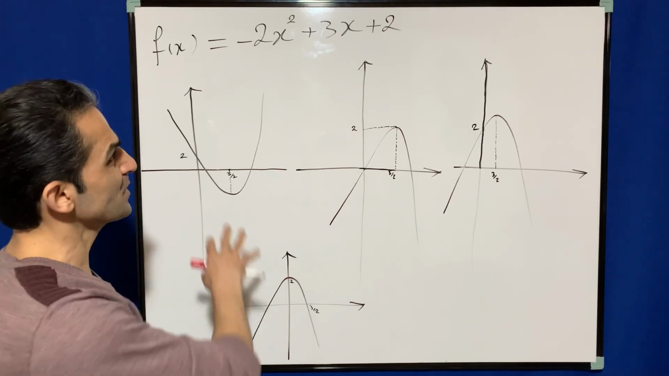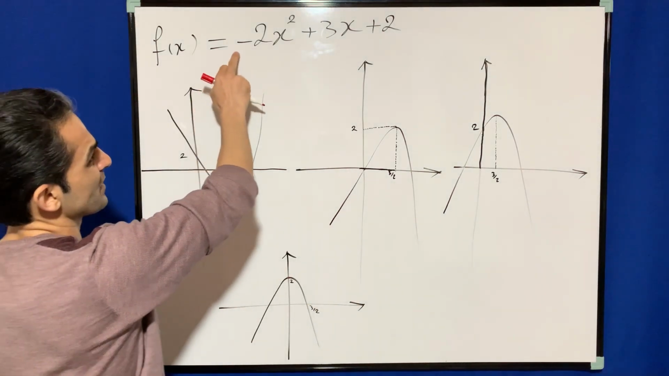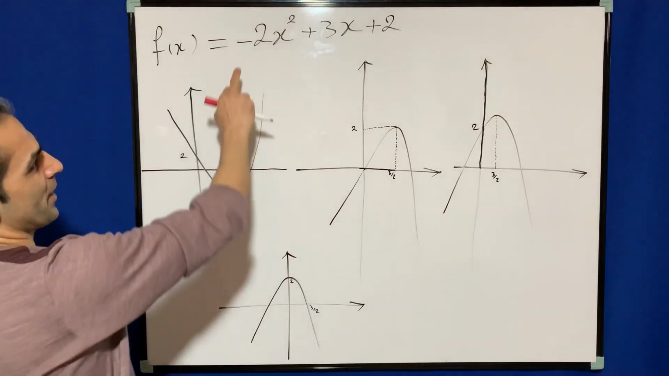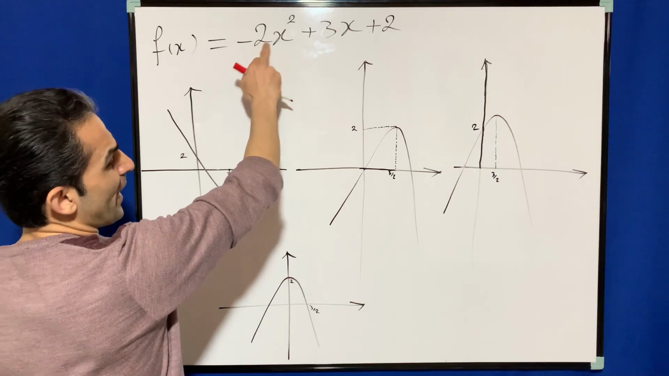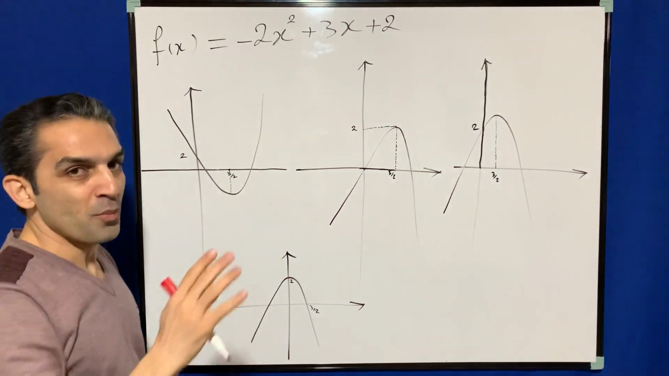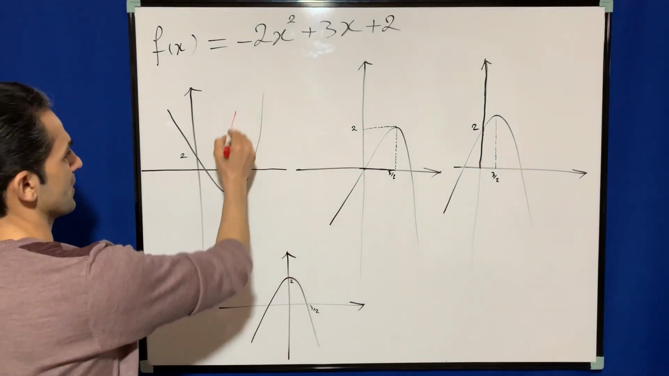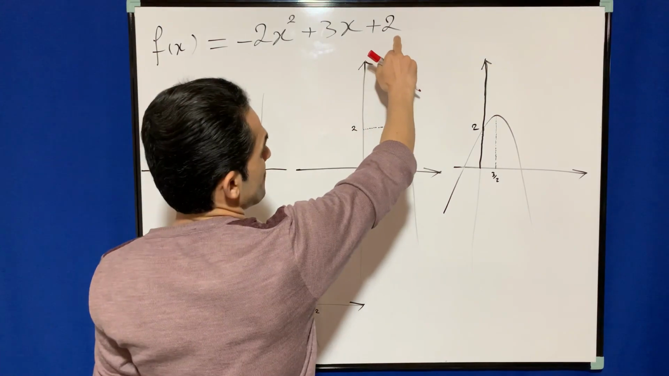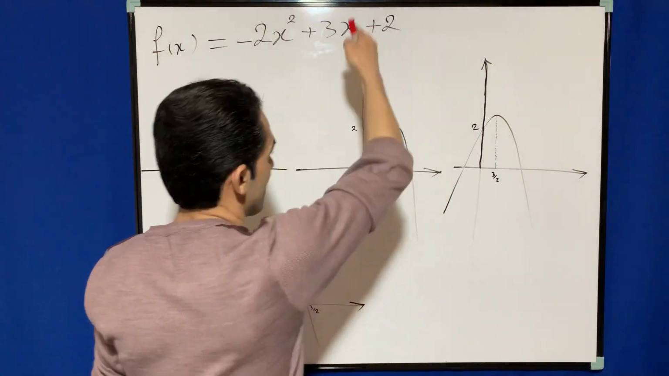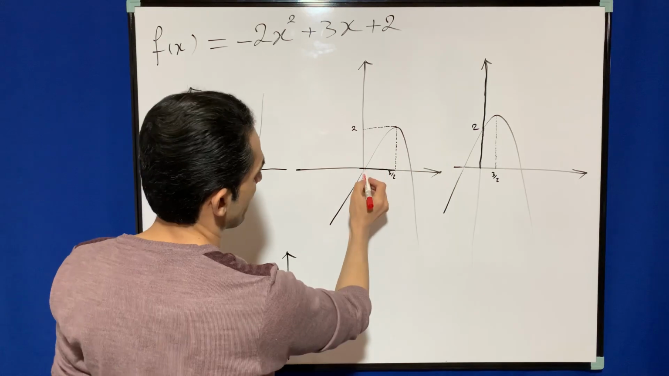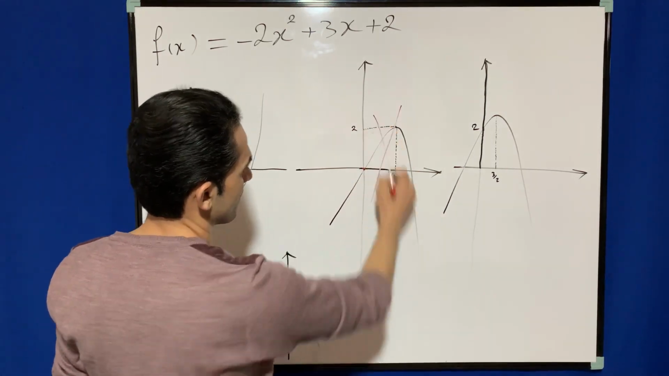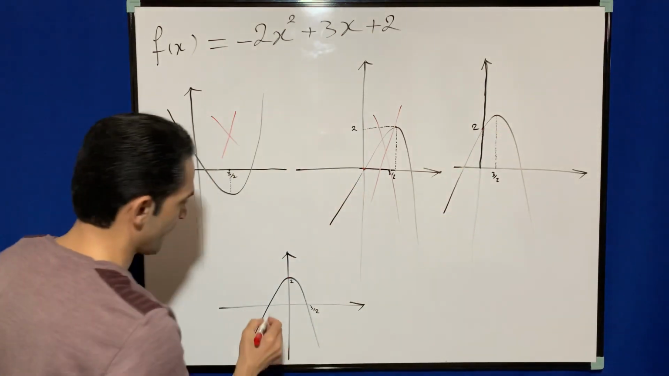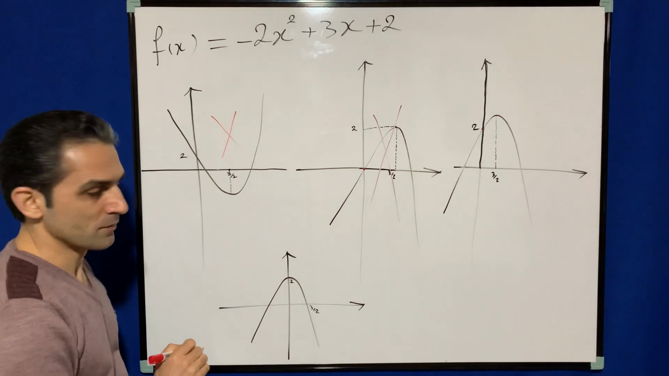Alright, this is a question: which parabola is the graph of f of x equals negative 2x squared plus 3x plus 2? Okay, first we have negative 2x squared. It opens downward. This is not correct, it opens upward. And we have positive 2 as the y-intercept. Okay? Y-intercept positive. Why is the y-intercept 0? This is not correct. The y-intercept is positive 2.